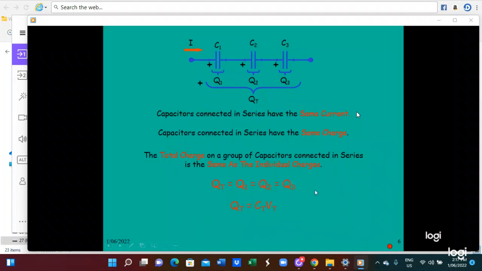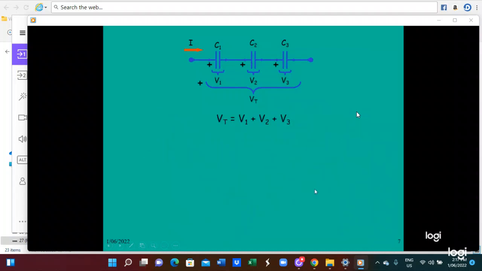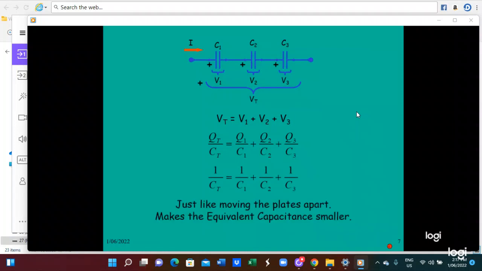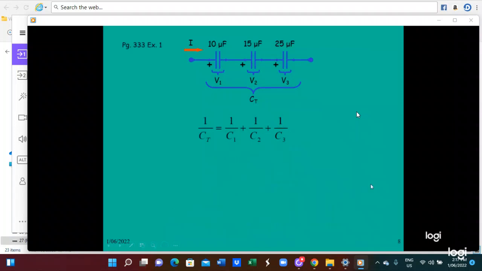So in this case, when capacitors are connected in series, VT equals V1 plus V2 plus V3. QT by CT equals Q1 by C1 plus Q2 by C2 plus Q3 by C3. So 1 by CT equals 1 by C1 plus 1 by C2 plus 1 by C3. This is the equation for capacitors connected in series.